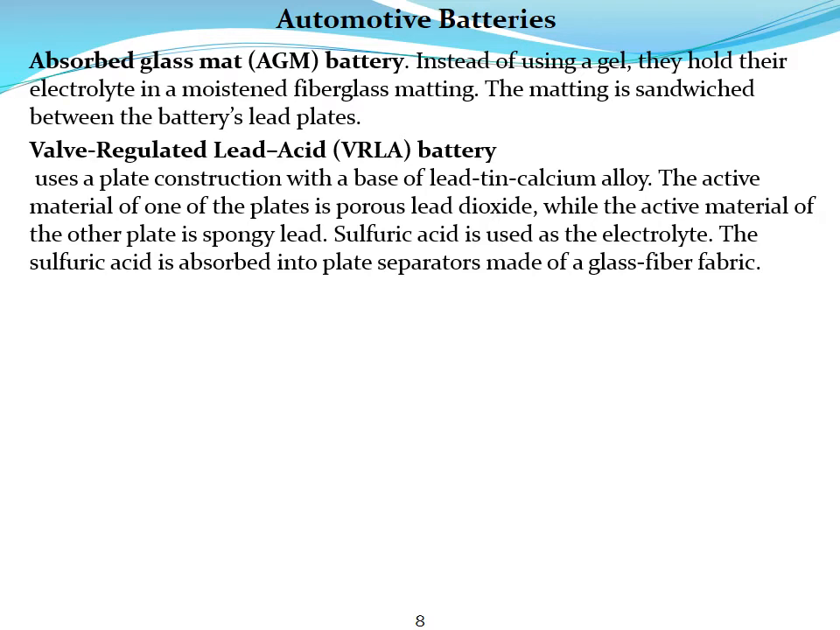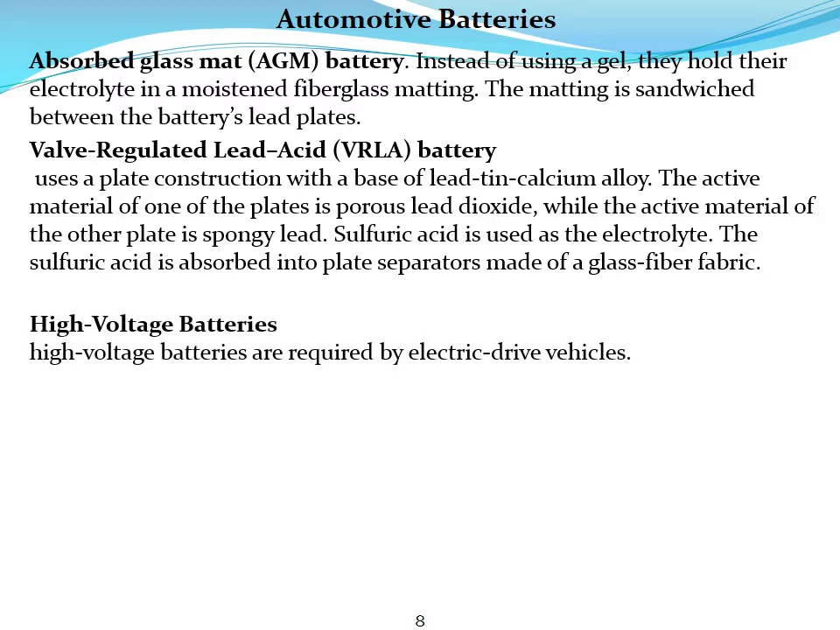The valve-regulated lead-acid (VRLA) battery uses a plate construction with a base of lead-tin-calcium grid. The active material of one of the plates is porous lead dioxide, while the active material of the other plate is spongy lead. Sulfuric acid is used as the electrolyte. The sulfuric acid is absorbed into plate separators made of a glass fiber fabric.